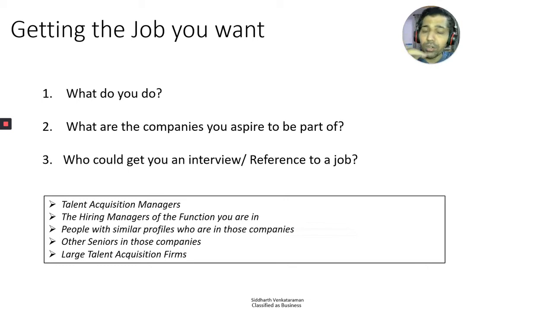And then you need to figure out who on LinkedIn could help you get an interview or could refer you. The other important stakeholders who need to be part of your network are talent acquisition managers and the top level people in the list of organizations you've listed for yourself, or your peers in similar kinds of roles in those organizations, other seniors, alumni from your college, or a senior in that organization who can actually influence you getting an interview or could refer you, and obviously talent acquisition people and firms.